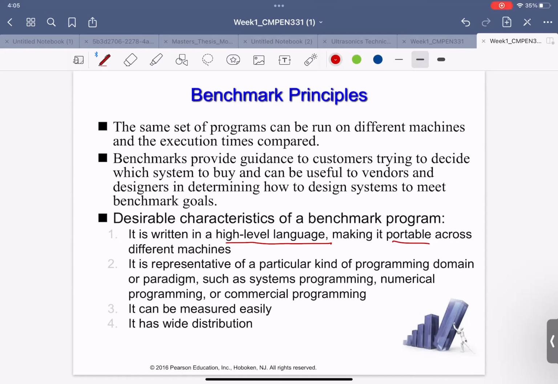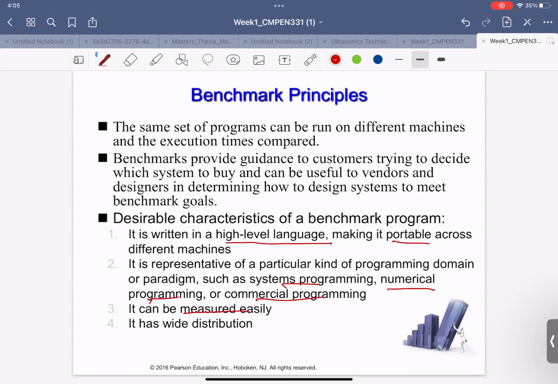For instance, as an example, you can create a benchmark to compare numerical programming or commercial programming or system programming or whatever the thing is, because I can't make a benchmark for everything. It would be difficult. We need to be a little bit more specific, that this product is better than this in numerical programming, this would be better in commercial, and so on and so forth. Also, it can be easily measured.